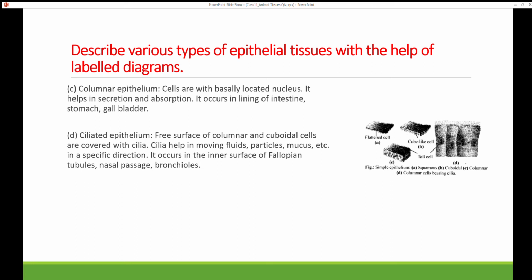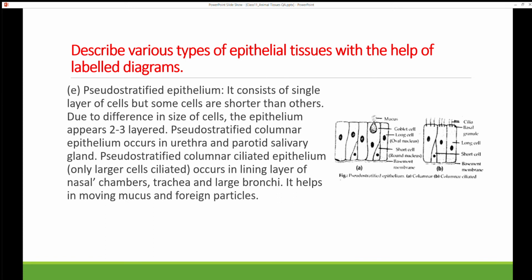Another kind is ciliated epithelium. The cilia are present on the free surface, and the nucleus is also elongated here. The free surface of columnar and cuboidal cells in ciliated epithelium is covered with a line of cilia. The cilia help in moving fluids, particles and mucus in a specific direction. It occurs in the inner surface of fallopian tubes, nasal passages and bronchioles.